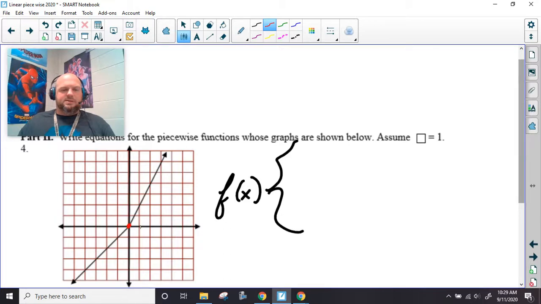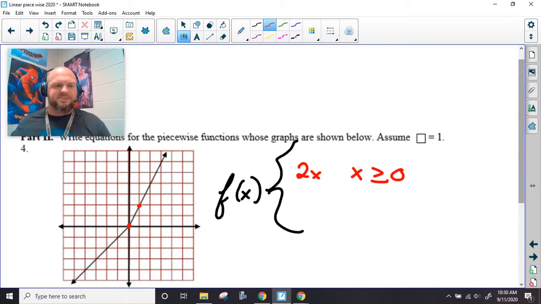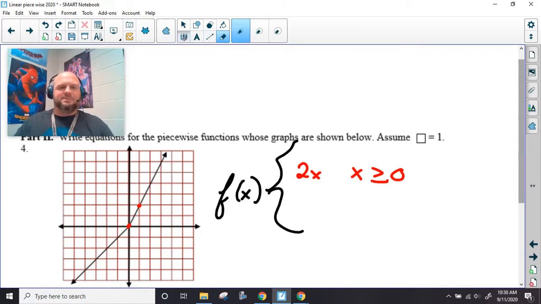So this is over 1, up 2. Okay, so it's got a y-intercept of 0, so this looks like it's just 2x. And we're going to say this is when x is greater than or equal to 0. I know there's not a real significant open or closed dot right there. It's kind of hard because they overlap. Let's just go with it. Okay, let's not try to nitpick. Just roll with it.